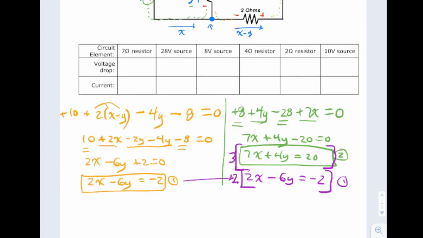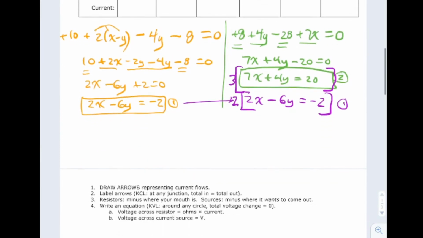And notice, as a bonus, 3 times 4y is a positive 12y. 2 times this is a negative 12y. They really will go away upon adding. Awesome. So let's get down here and start some adding.